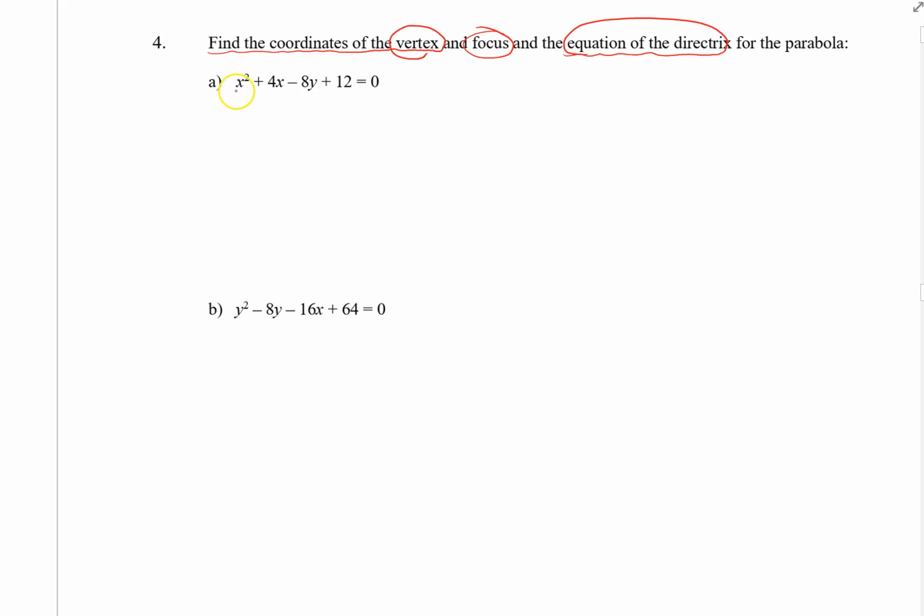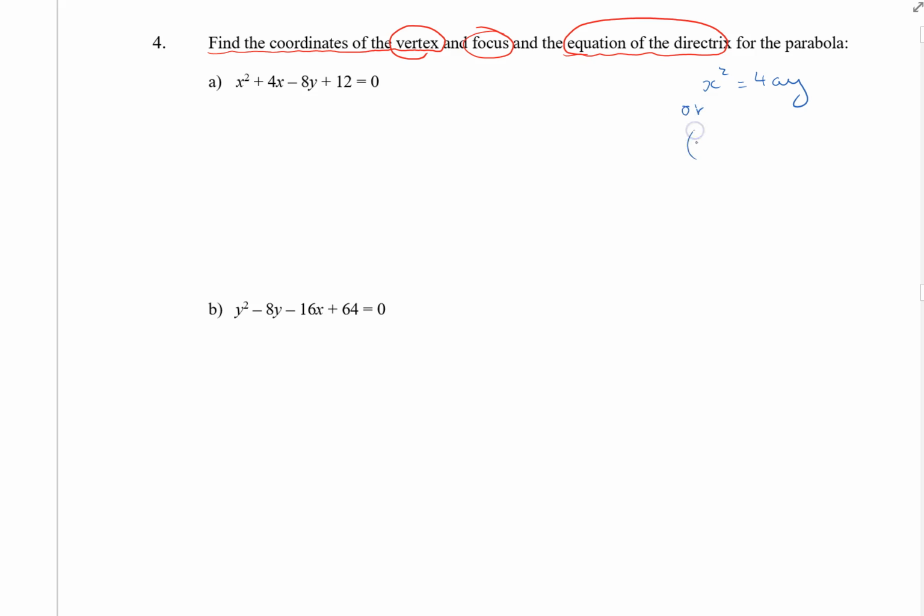So let's have a look at the way they've given us this equation, and that is not what we would like. x squared plus 4x minus 8y plus 12 is equal to 0. But I simply think about the format that I would like. What are some of the formats? I would like ideally x squared is 4ay. And I say that because I can see I've got an x squared and a y. I know it's not going to be that simple because there's a 4x term.